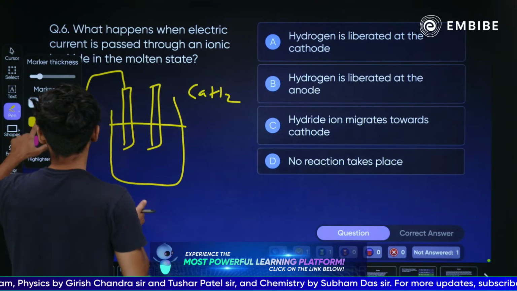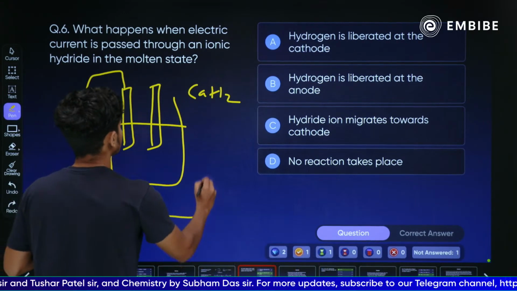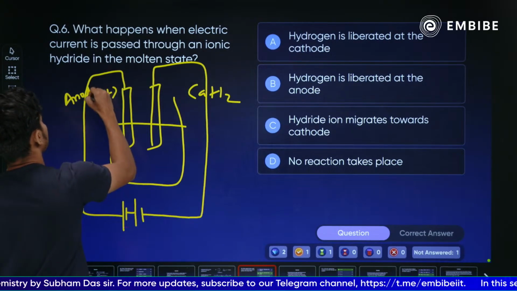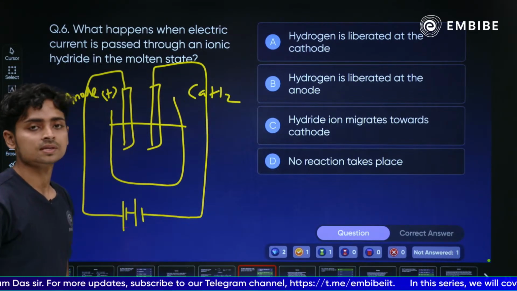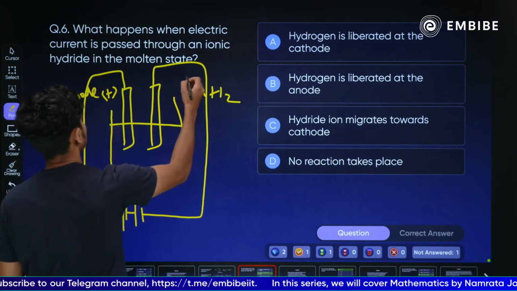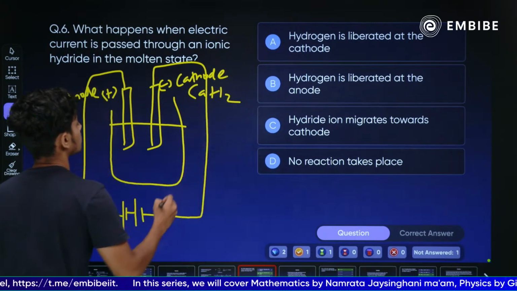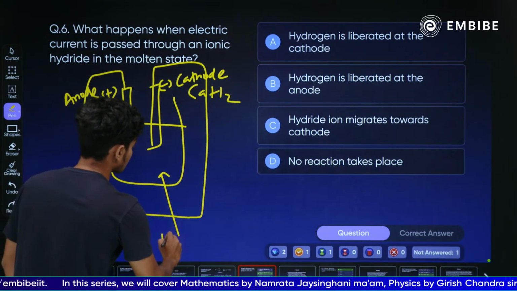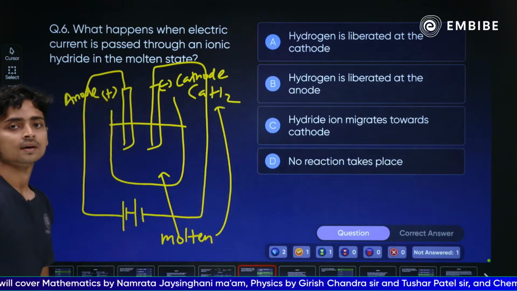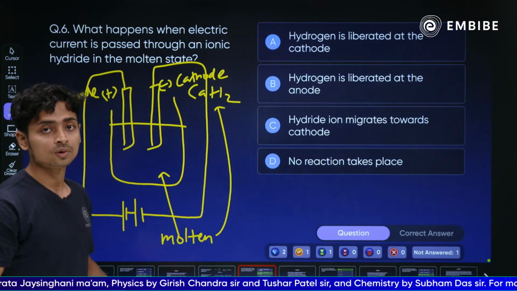Positive is the longer line. Okay, so my anode is positive. Anode is where my oxidation will happen. Okay, और कैथोड पे आपका रिडक्शन होगा। ये आपका नेगेटिव है, ये आपका कैथोड है। तो कैथोड पे आपका रिडक्शन हो रहा है। ये आपका मोल्टेन CaH2 है, कैल्शियम हाइड्राइड। ओके, सो हियर, so for any hydride the same reaction should happen in a molten state.